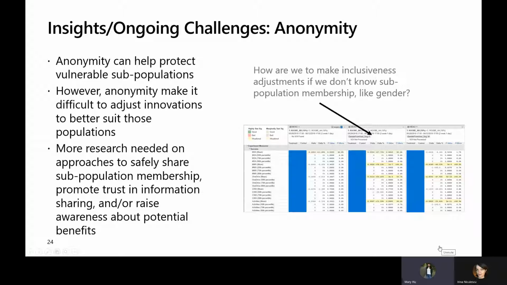In fact, all of our inclusive adjustments require knowing subpopulation membership. Consequently, approaches to safely share information about subpopulation membership, to promote trust in the information sharing, and to raise awareness about the potential benefits may be interesting areas for future research. We have more details as well as other interesting insights in the paper.